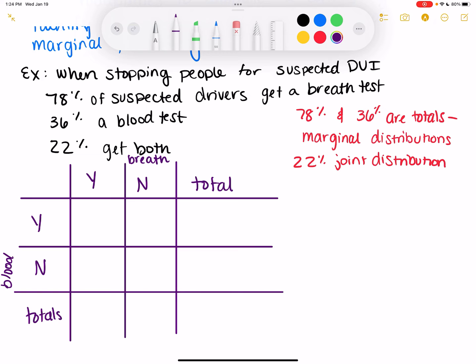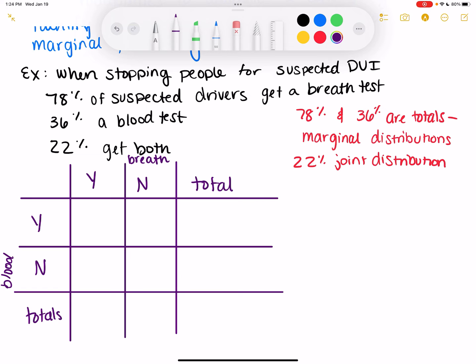So if somebody didn't get any of them, if they pulled them over and they were just swerving because they're being a teenager and they're not drunk or whatever, then they didn't get either test, and that's going to go in the no and no column. They didn't get either.